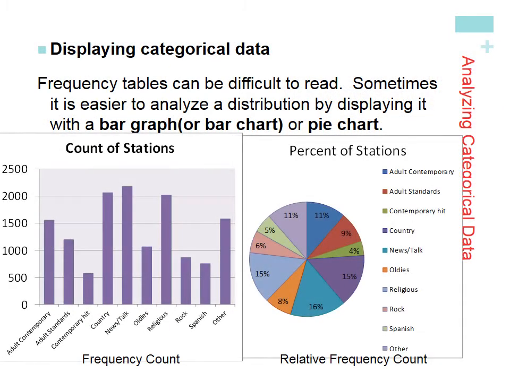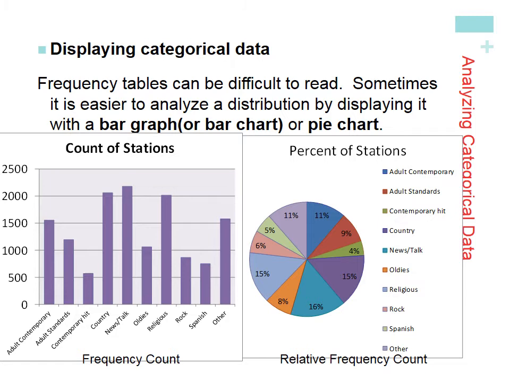Okay, so what are different ways that we can display categorical data? Frequency tables can often be hard to read. They can be difficult and they don't display the data very well. You're looking at a frequency table and you're just looking at a bunch of numbers. So instead, sometimes it can be easier to analyze a distribution by displaying it with a bar graph, a bar chart, or a pie chart.